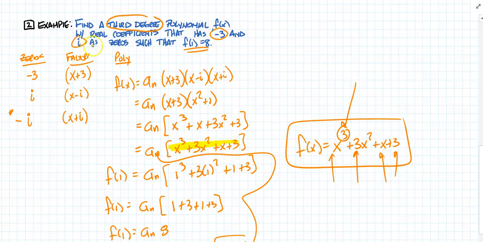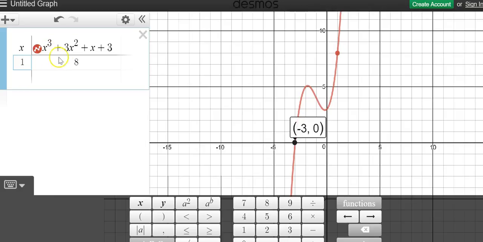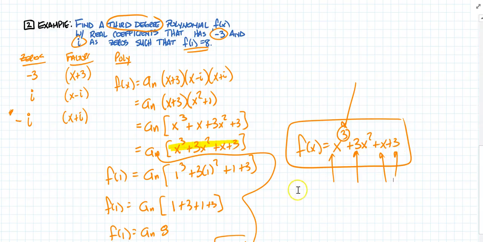Negative 3 is a zero, i is a zero, negative i is a zero, and when you plug in a 1, you get an 8 back. So I can check all this on the graph over here. x to the third plus 3x squared plus x plus 3. You can see that negative 3 is clearly a zero, and when you plug in a 1, you get an 8 back. So this is the function that we were looking for. This is the one that we were asked to find.